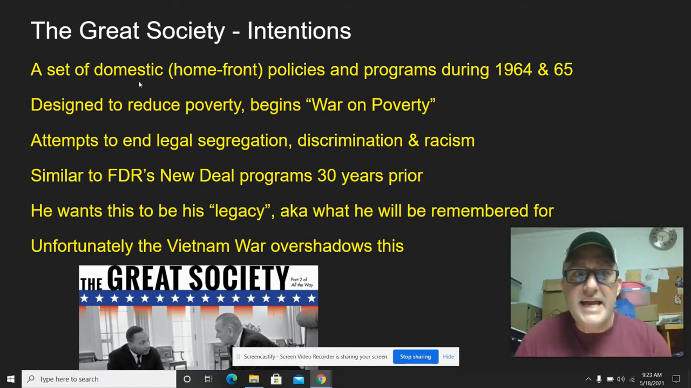So it's going to be a set of domestic or home front policies. Whenever you hear domestic, it's talking at home. Internal policies and programs that really go into effect in 1964 and 65. Most presidents, when they get elected, usually kind of like what happened with President Obama, with President Trump, and with President Biden, when a president gets elected and it goes from one party controlling the White House to the other, usually it's kind of a sweep election and they generally have both houses of Congress.